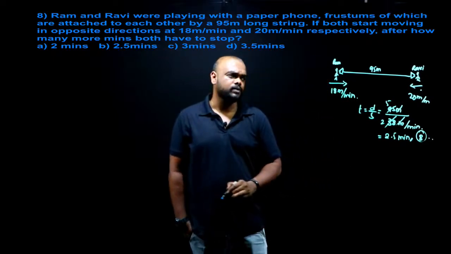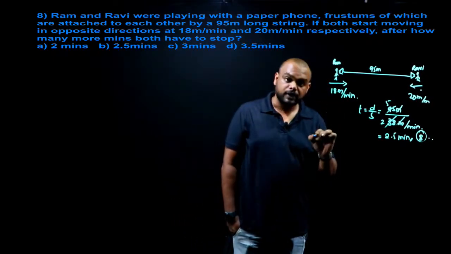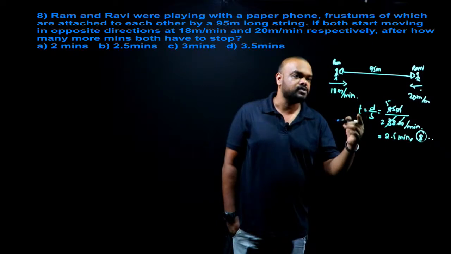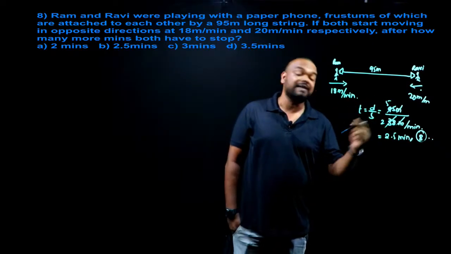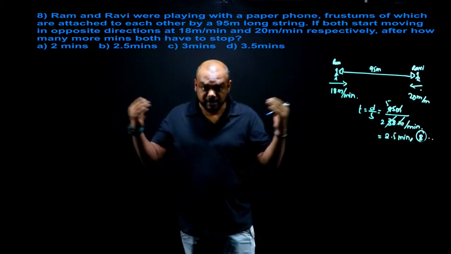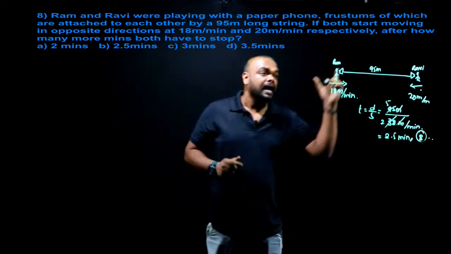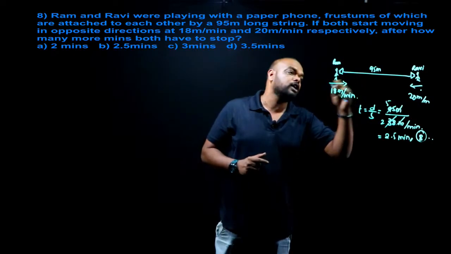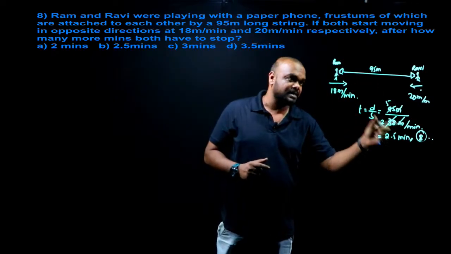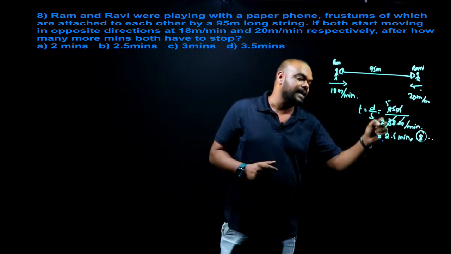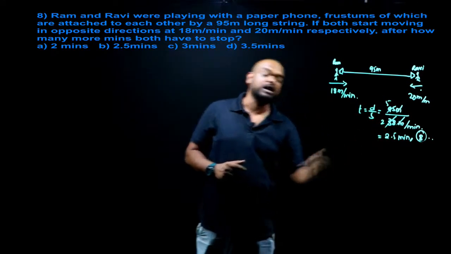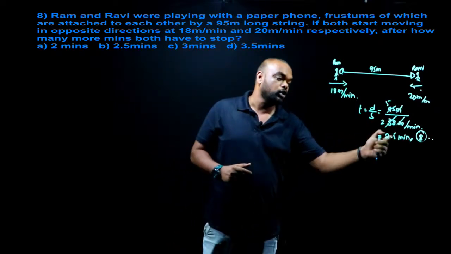Very simple question, guys. What do we need in the question? We need time. Distance by speed. Distance given 95 meter divided by speed. Two speeds, two objects moving in opposite direction. It means it is a concept of relative speed. Moving in opposite direction means sum of the speeds. That is 18 plus 20, 38 meter per minute. Meter cancel. 19 twos, 19 fives. 5 by 2 is 2.5. So minutes go to the numerator, 2.5.